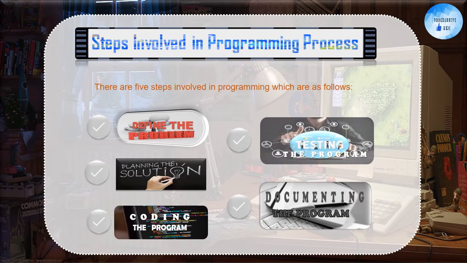Okay, first we see the steps involved in the programming process. There are 5 steps involved in programming, which are as follows. 1. Define the problem. 2. Planning the solution. 3. Coding the program. 4. Testing the program. 5. Documenting the program. Before discussing these steps, see today's fact.